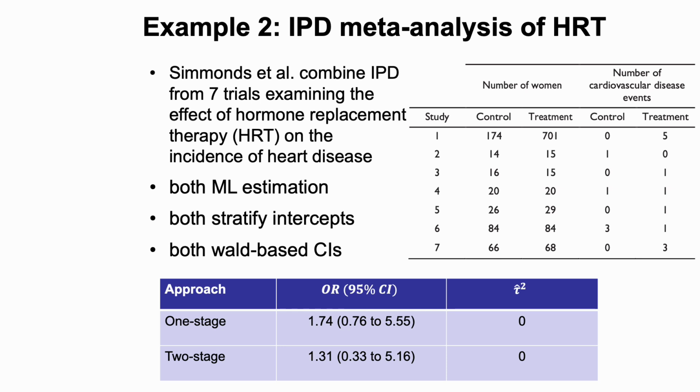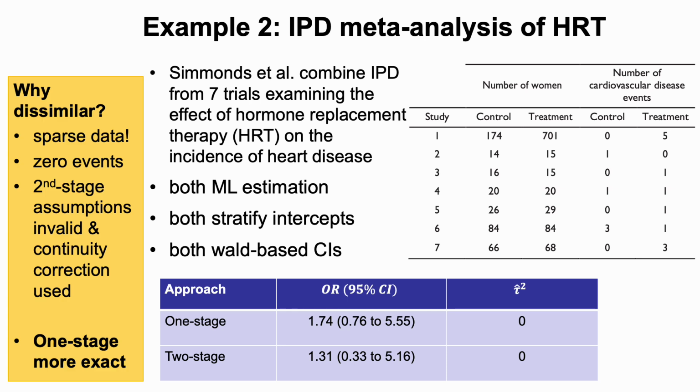So we might expect here to have differences between 1-stage and 2-stage, and indeed that's what we see. The 1-stage approach gives an odds ratio of 1.74, 2-stage 1.31, so big difference in the summary estimate. So what's happening here? Like I said, it's about sparse data, the 0 events, and the 2nd-stage assumptions being invalid. To use the 2-stage method here, I've had to use a continuity correction.